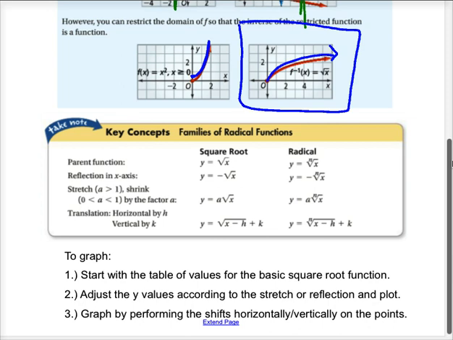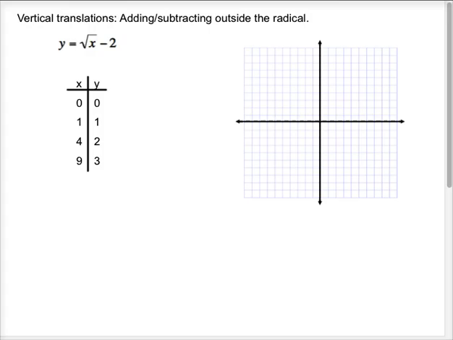So what we're going to do, we're going to start with the table of values for the basic square root function. Every problem in your notes today has the basic table of a square root function. We're going to adjust the y values according to the stretch or reflection and plot those points. So we're going to actually plot that parent function. And then we're going to graph it by performing the shifts, so performing the translations. So again, that's the words to describe what we're going to be doing. But what's more useful is just diving right into our first example.